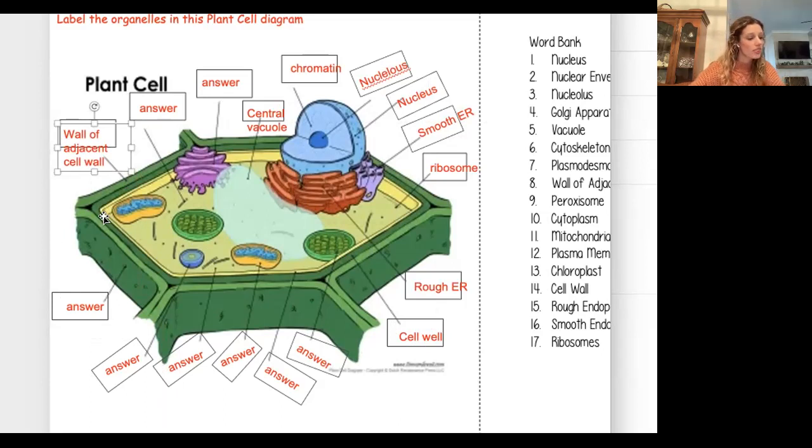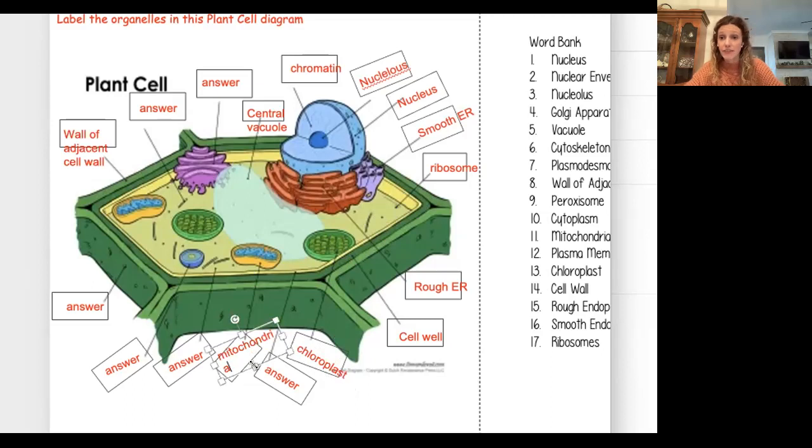Okay, so then next up, what is our like money for the plant? So this green structure is going to be our chloroplast. Okay, so then here's my powerhouse of the cell, so my mitochondria. Okay, so then what is the most inner membrane of the cell?